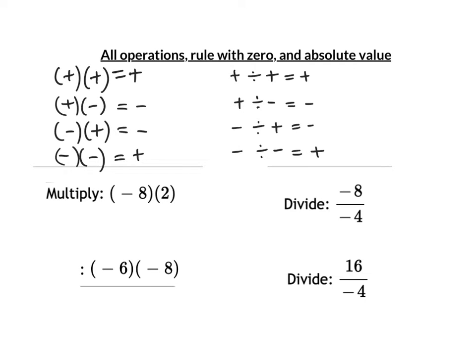They are the same. So basically what you've got to know, if you have one negative and you're multiplying or dividing, your answer is negative. If you have two, then it's positive. So in this first example, all I do is take 8 times 2, that's 16. I have one negative, my answer is negative. In the second example, I have two negatives. That means my answer is going to end up positive. 6 times 8 is 48, positive 48.